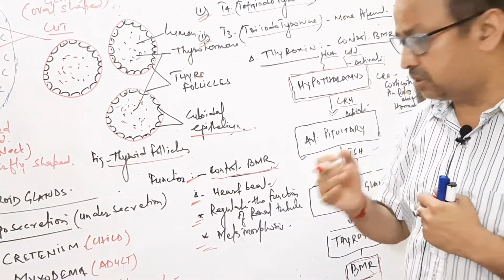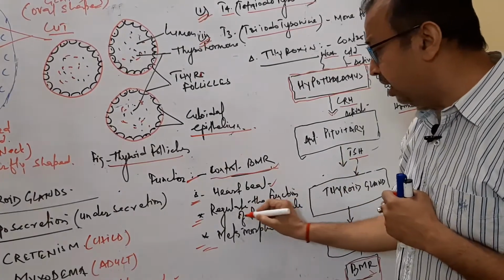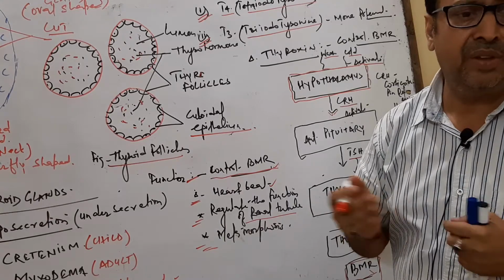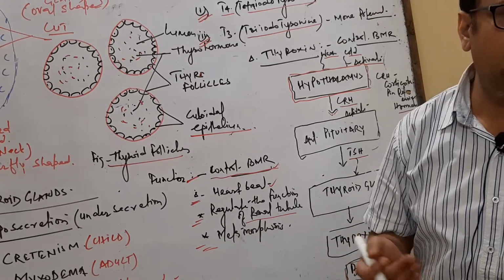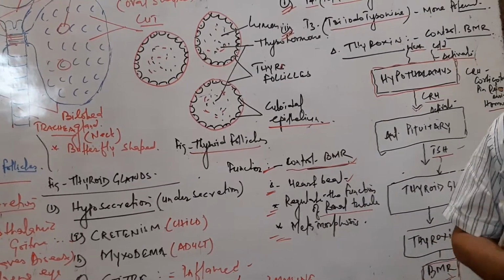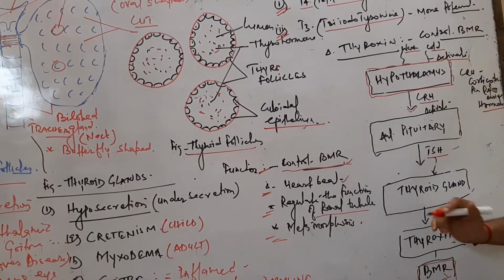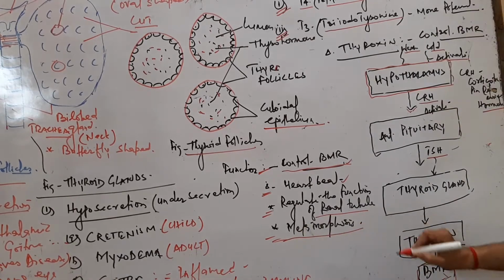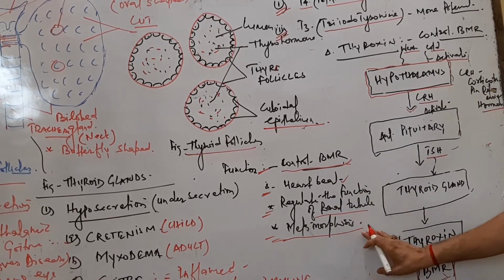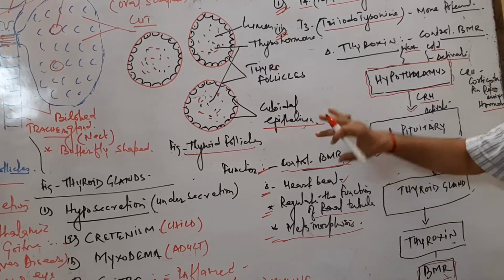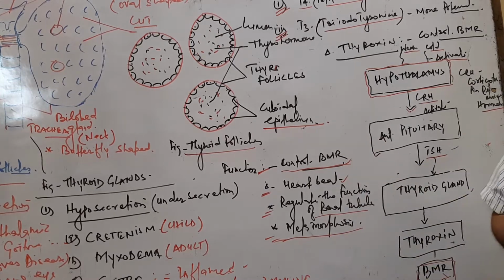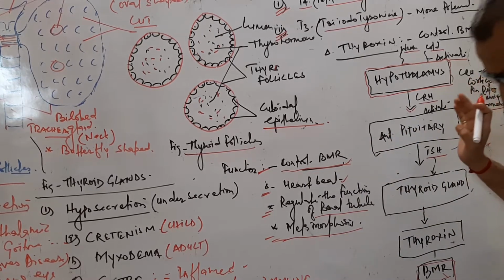Third, it regulates the normal function of the renal tubules. The renal tubule is the excretory part of the nephron, and it helps in the reabsorption and secretion process. Another function is to help in metamorphosis, where cellular and tissue differentiation takes place. Metamorphosis is the change from the larval condition to the adult condition. These are the main functions of the thyroid gland.